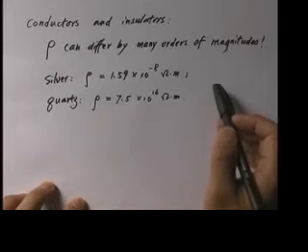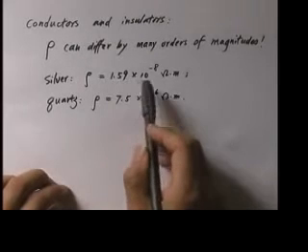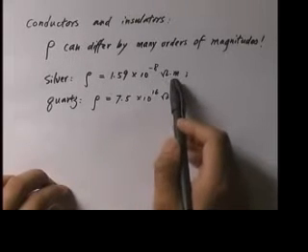At room temperature, the best metallic conductor is silver, not gold. Okay, strangely enough, it's not gold, it's silver. And its resistivity is only about 1.6 times 10 to the negative 8 ohm meter.